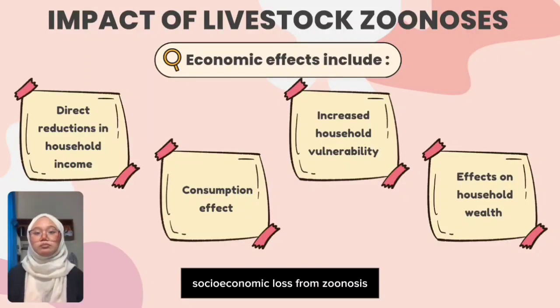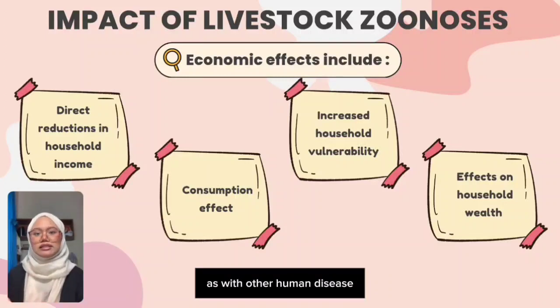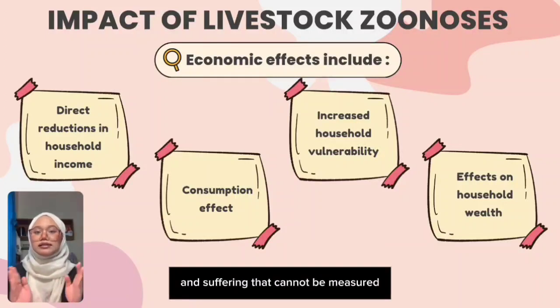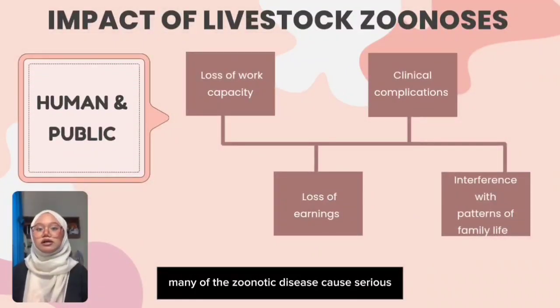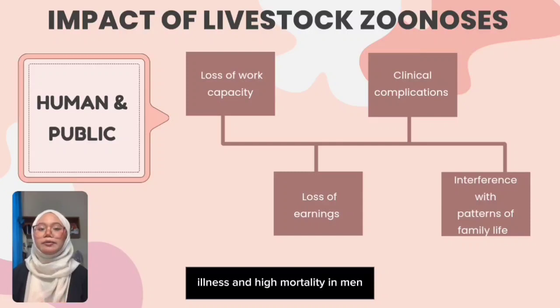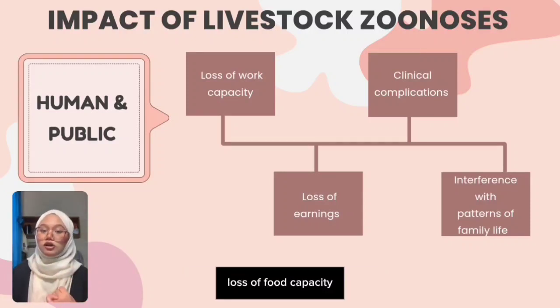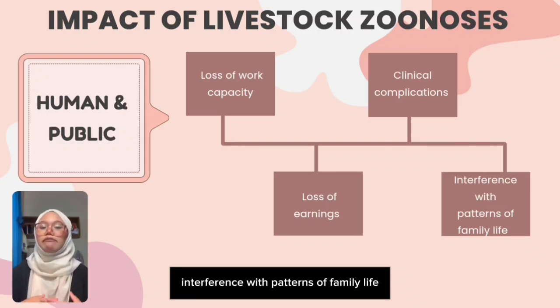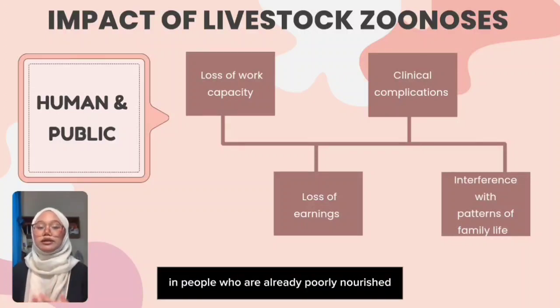Socioeconomic losses from zoonoses are difficult to quantify completely, as with other human diseases, because the cost of lives and suffering cannot be measured. Many of the zoonotic diseases cause serious illness and high mortality in man. The effects of febrile illness include loss of work capacity, loss of earnings, clinical complications, interference with patterns of family life, and potential malnutrition from increased metabolic demands in people who are already poorly nourished.